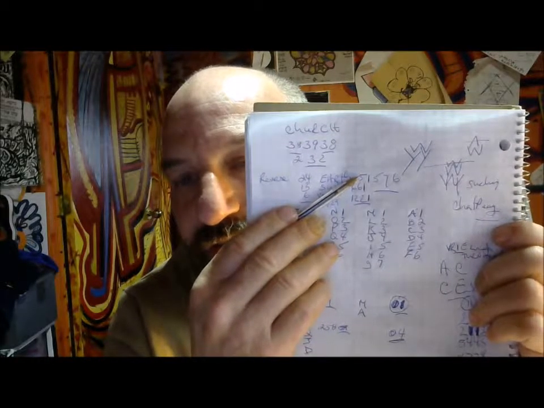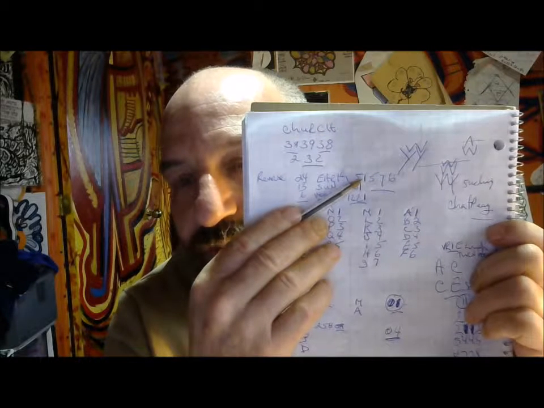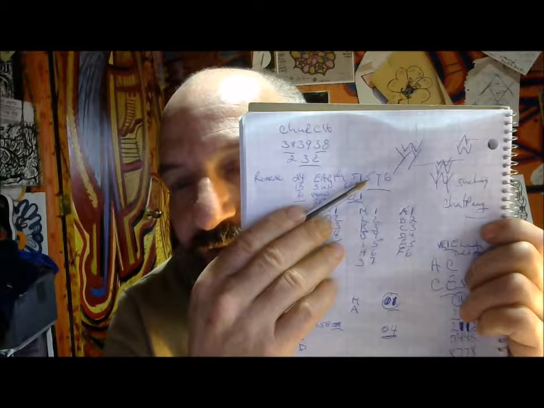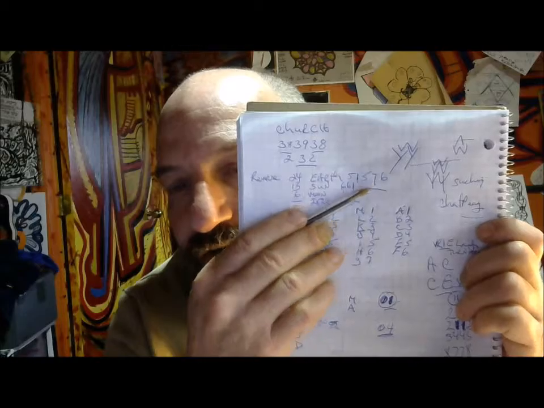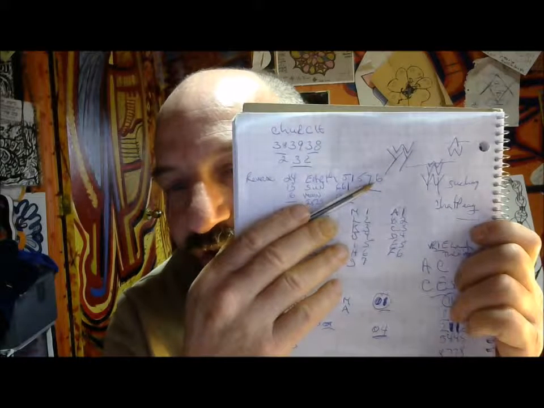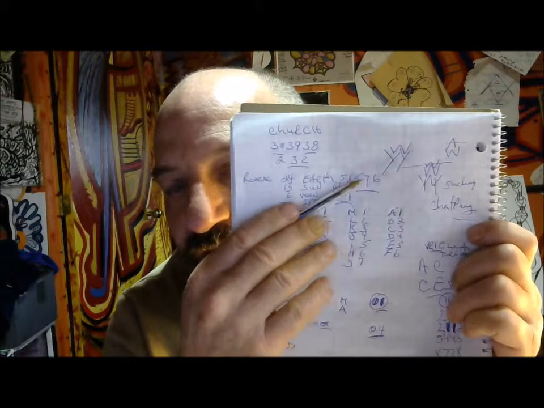3 times 5 is 15. 1 and 5 is 6. 3 times 1 is 3. 3 times 5 is 15. 1 and 5 is 6. 3 times 7 is 21. 2 and 1 is 3. 3 times 6 is 18. 1 and 8 is 9. 3, 6, 9. So this one becomes 72.